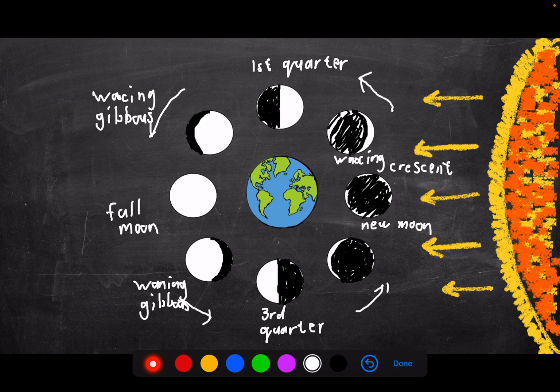and then finally waning crescent, waning crescent. All right, and there we go. There's our phases of the moon.